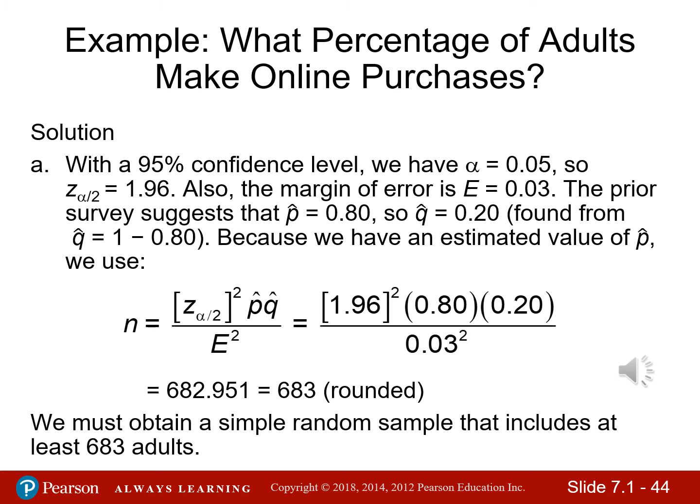And that gives us a value of 682.951, and rounding up gives us a value of 683. So we would want to obtain a simple random sample that includes at least 683 adults.